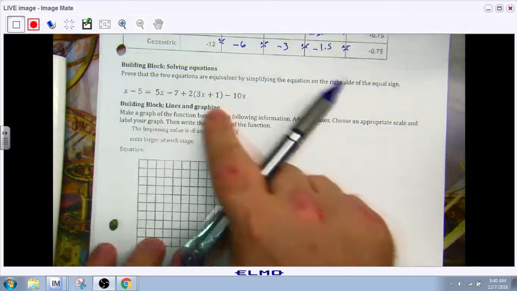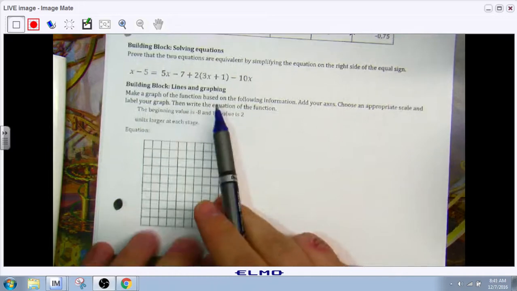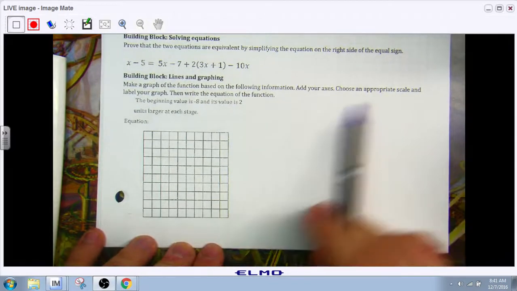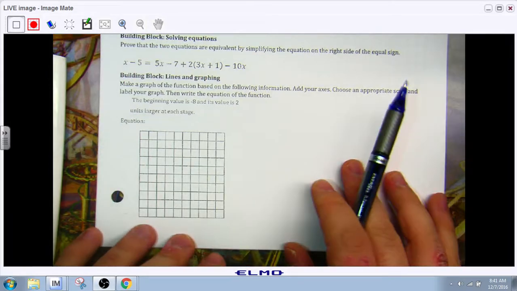Next, we're going to the next building block, which is lines and graphs. So make a graph with a function based on the following information. Add your axes, choose the appropriate scale, and label your graph. Then write the equation of the function.